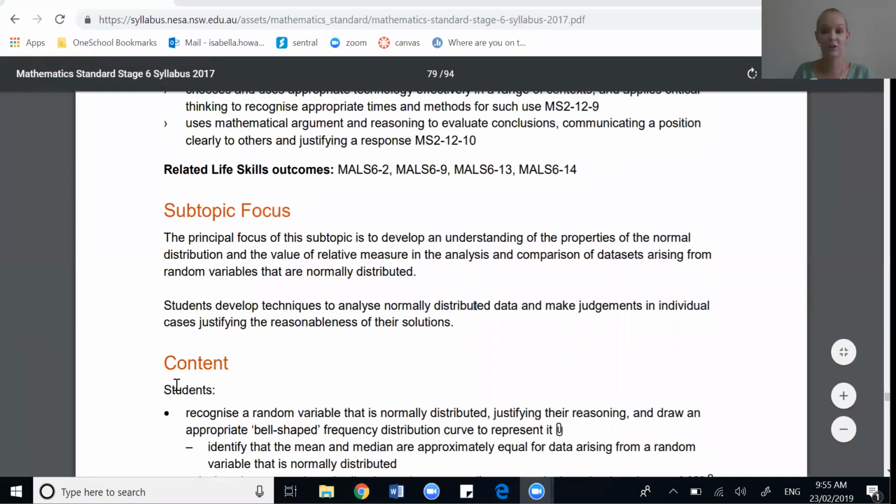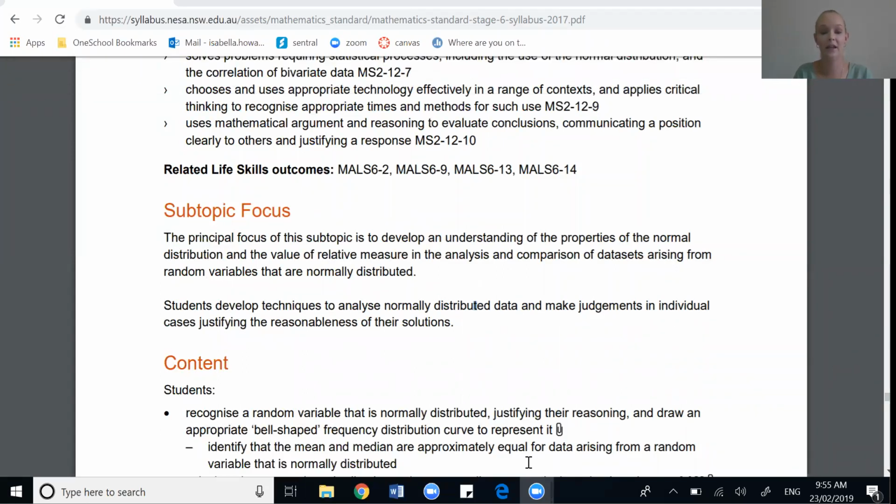The first content dot point states that students need to recognize a random variable that is normally distributed, justify their reasoning why, and draw an appropriate bell-shaped frequency distribution curve to represent it. The sub-dot point is that students need to identify that the mean and median are approximately equal for data arising from a random variable that is normally distributed. Let's begin.